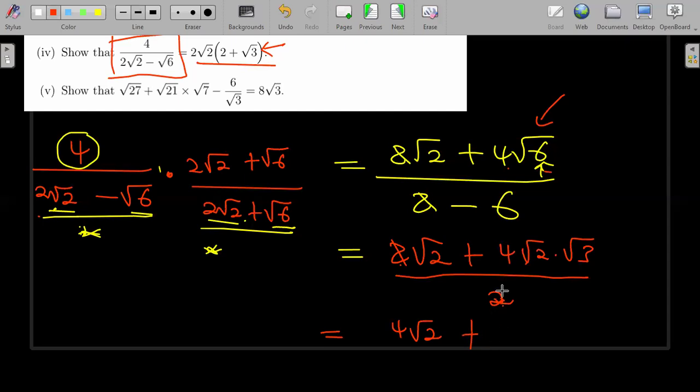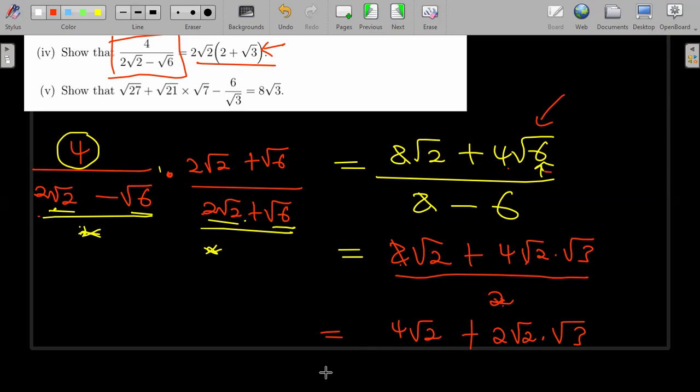Did I do it correctly? Okay, so this 4, 2, 8. Okay, I think I did. So here, if I divide, I'm just going to get what? I'm going to get 2 root 2 multiplied by root 3. Okay, I think I went wrong somewhere. I'm supposed to have a 2 in front there.